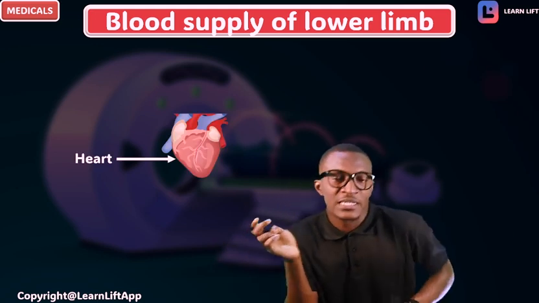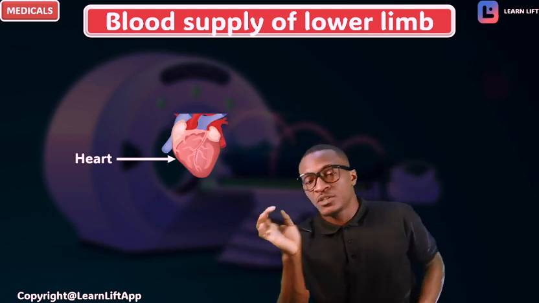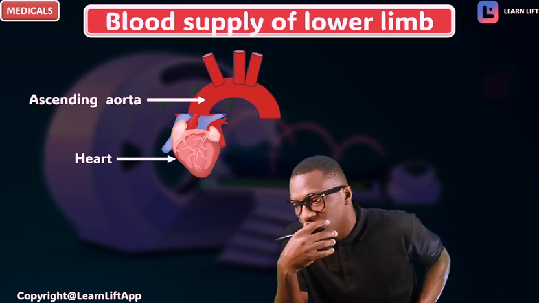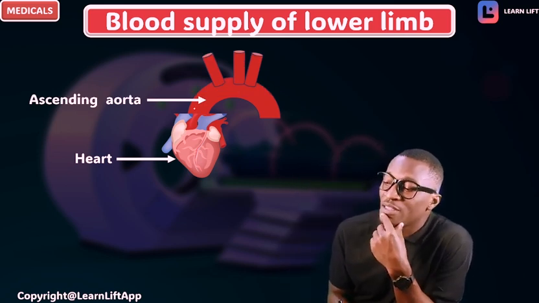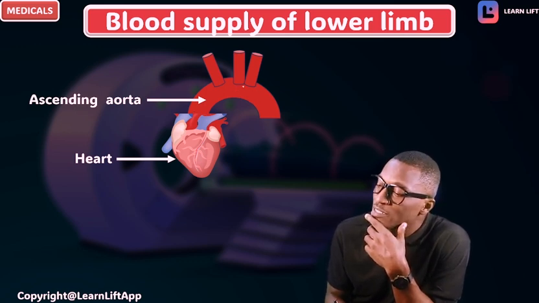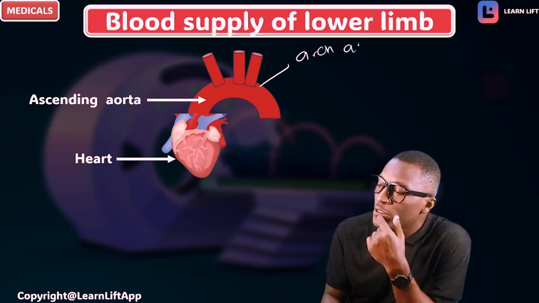Now, this is the heart. The heart releases what we call the ascending aorta, which supplies blood. So this is the ascending aorta. You can see, first of all, we said this is the heart. From the heart, we have the ascending aorta. From the ascending aorta, this part is called the arch of aorta.